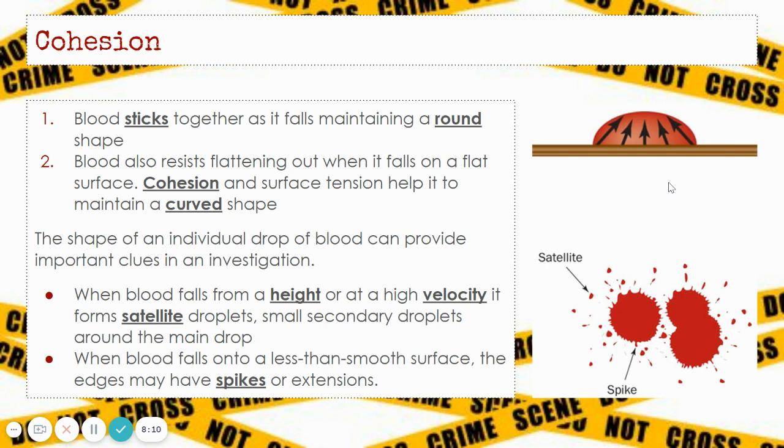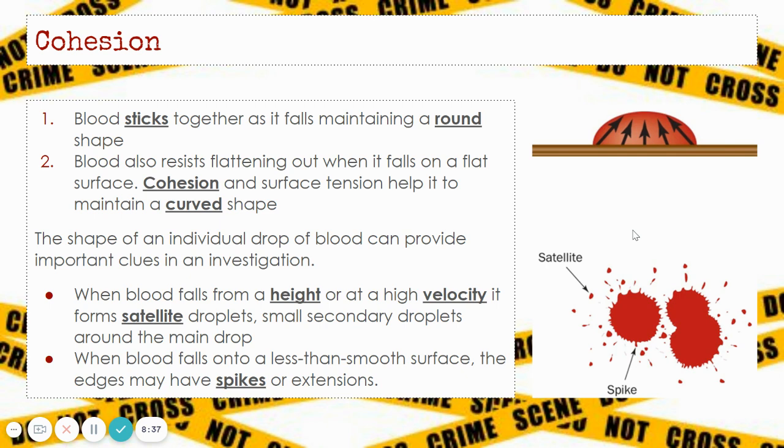When blood falls from a height or at a very high velocity, it forms what we call satellite droplets, small secondary droplets around the main drop. So here is the main drop. And as it fell, if it's from a very high height or a very high velocity, we're going to get these little satellites around the edges. So the more satellites, the further the satellites are from the main drop, that's going to give us clues about where that blood fell from.